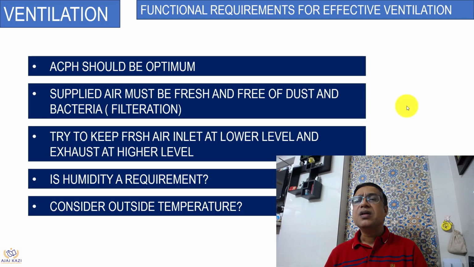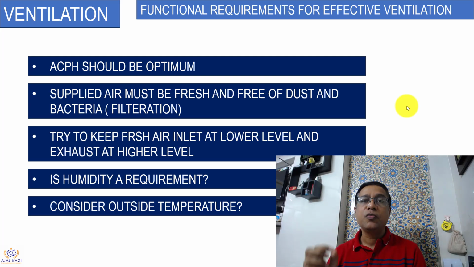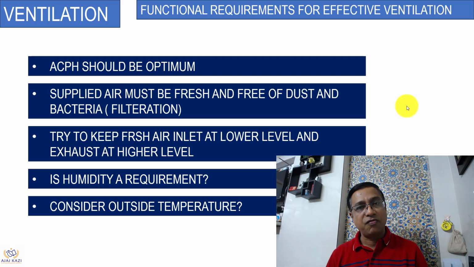Now let us look at what is required for effective ventilation. One important thing is air changes per hour. Now there are a lot of standards available for which type of application, how many air changes are required. This should be optimum because we can't have higher ACPH just for the sake of it. The fan size will go up, the motor size will go up, your power requirement will go up, space requirement will go up. So you need to balance that. That's why I'm talking about optimum.